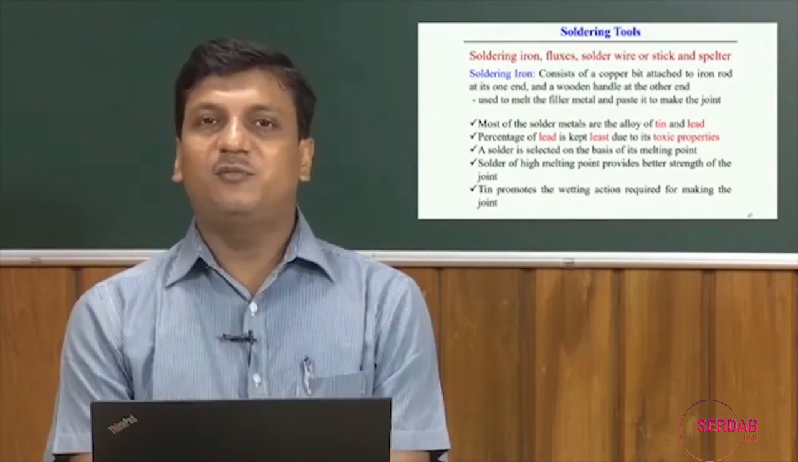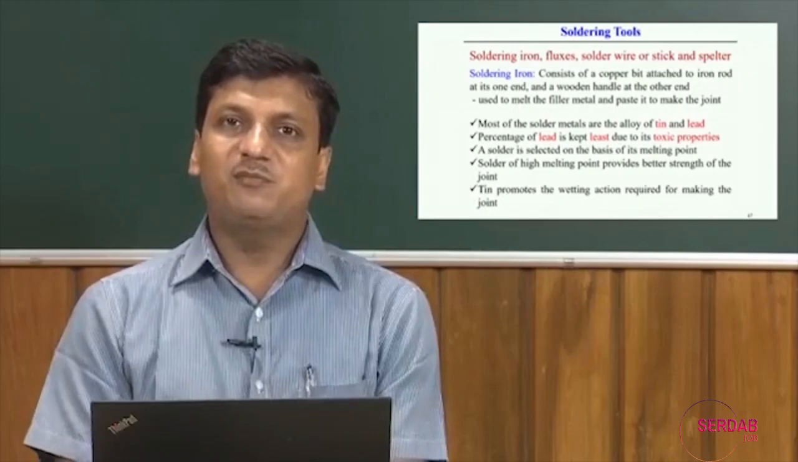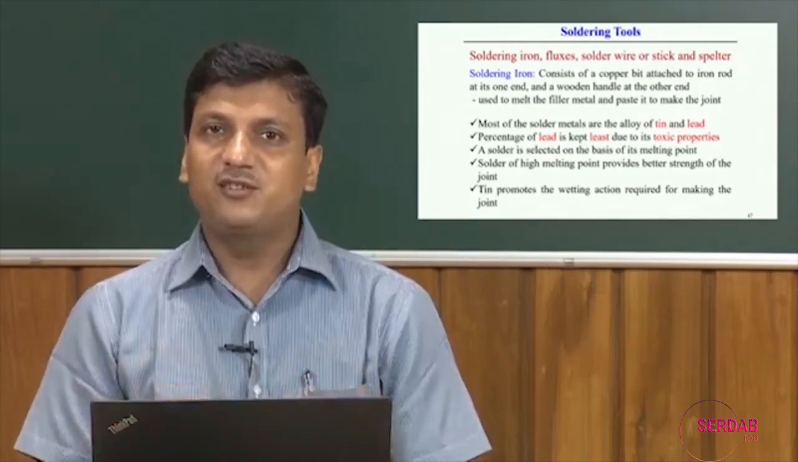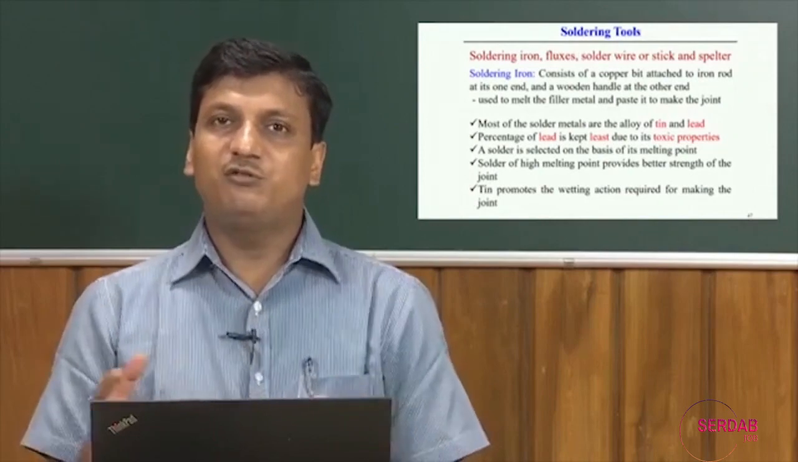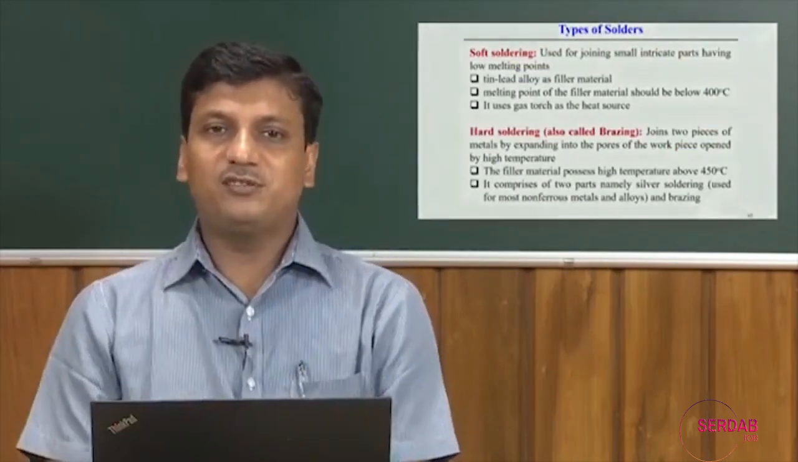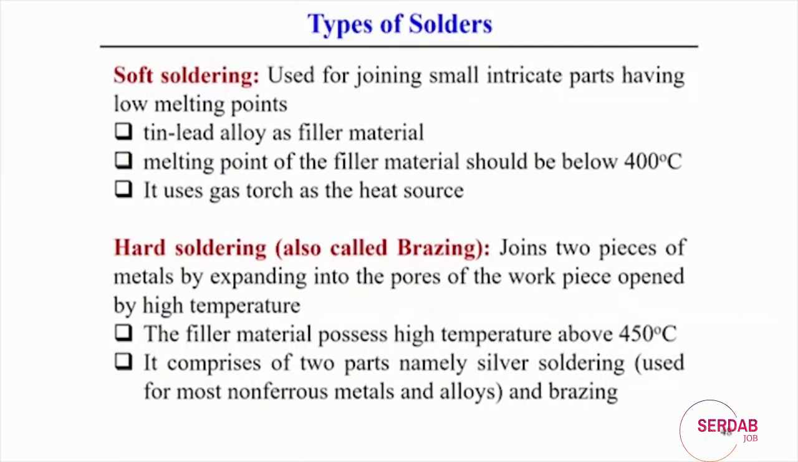Basically, the purpose of using tin is that its melting point temperature is low, and it creates that wetting action nicely when you try to join the two components of the materials. So, types of solders. Here basically two types of solders we generally observe. One is the soft soldering, another is the hard soldering.